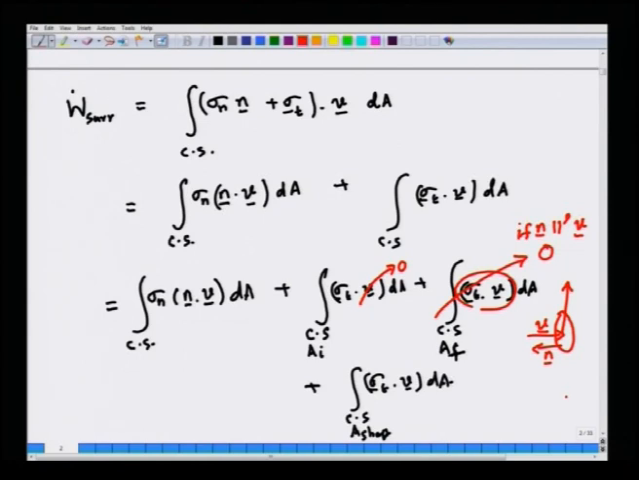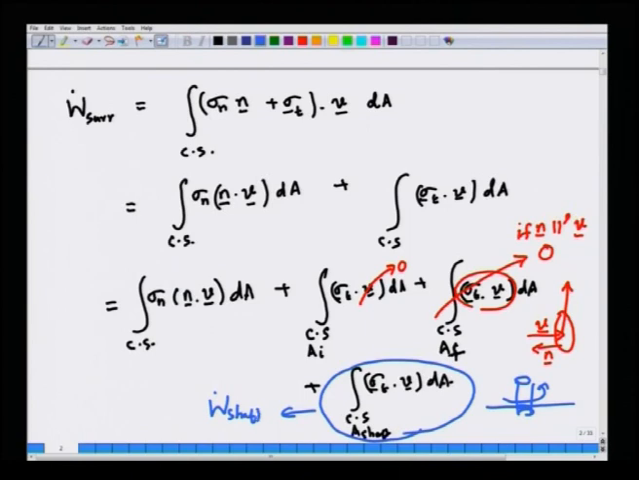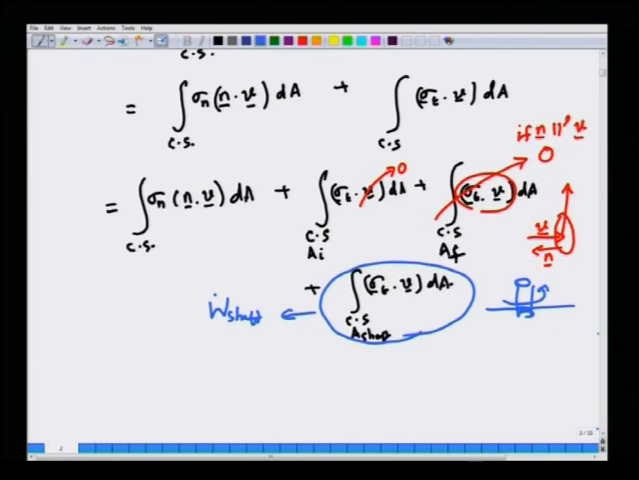So, that is 0. Now, this contribution is not 0, because whenever there is a rotating element and the CS is cutting across it, there is a stress and there is also a velocity in the direction of the stress. So, this is the shaft work, which is denoted as W dot shaft, the rate at which shaft work is done by the surroundings on the CV. So, we are still looking at the rate at which work is done by the surroundings on the CV. So, this is integral over CS of sigma n dot V dA plus W shaft.